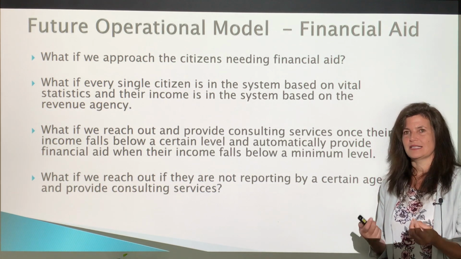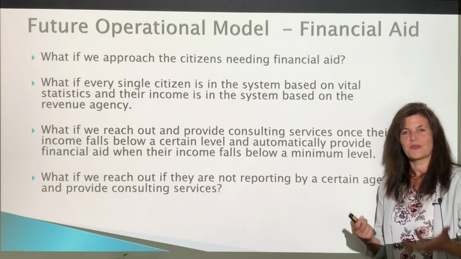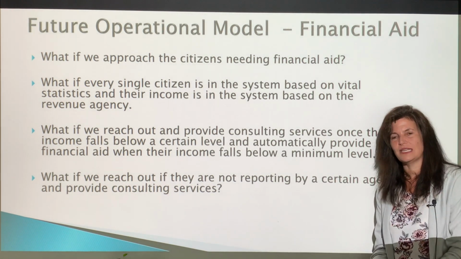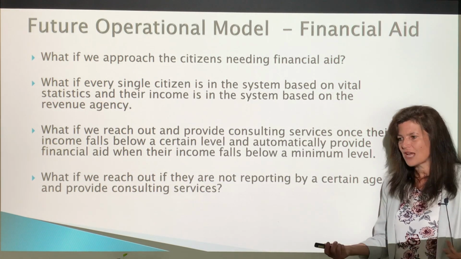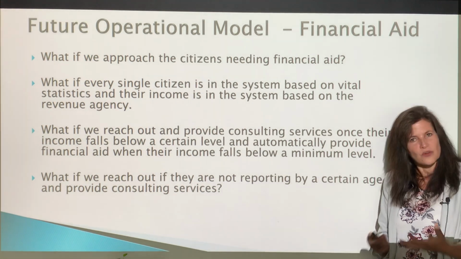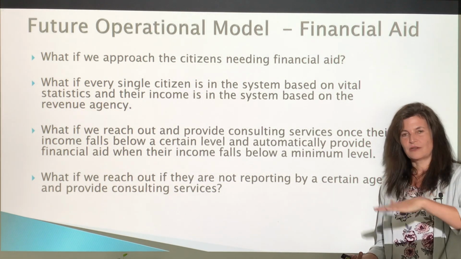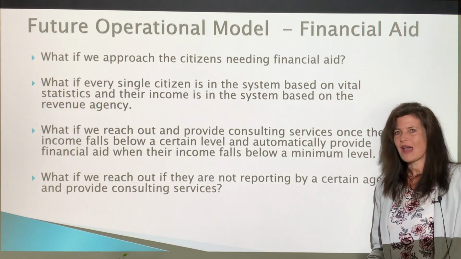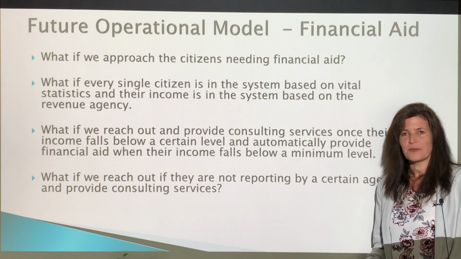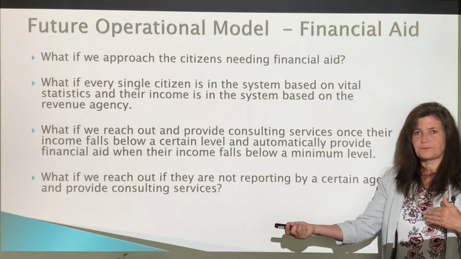There's so many things that a government agency could offer to help the citizens not fall down into that area where they need financial aid. And, you know, a lot of times citizens don't know where to go for help. Then maybe once they hit that certain level, we just start automatically offering them financial aid. We don't have to have them report their income because we already have that through the Revenue Agency.